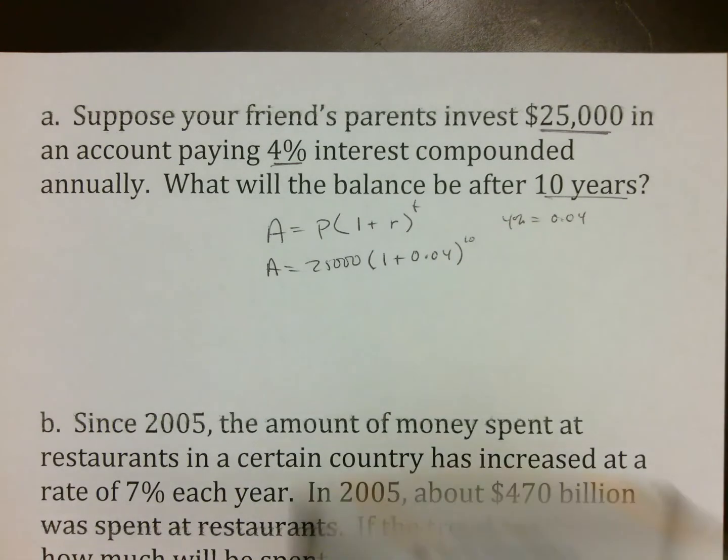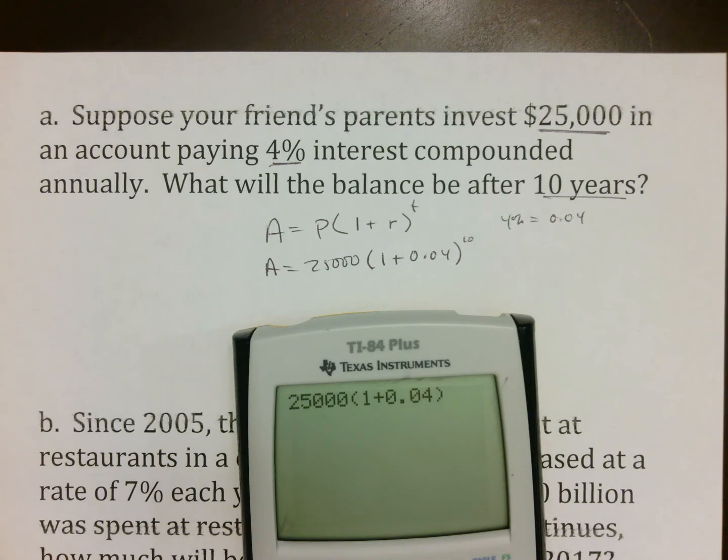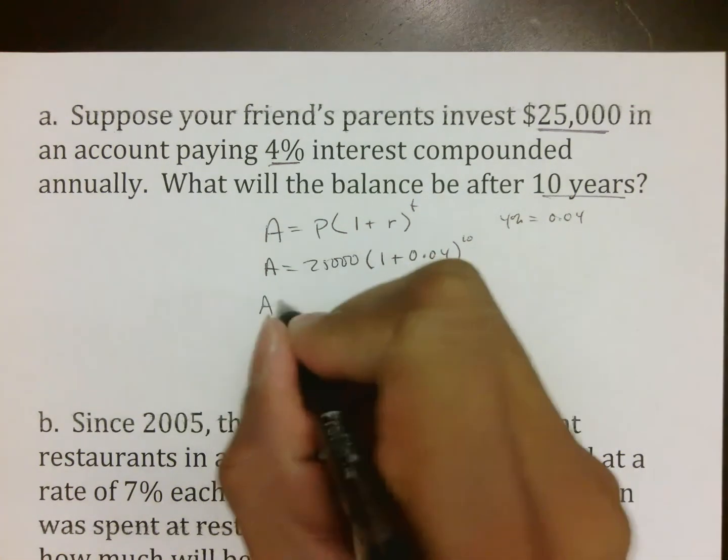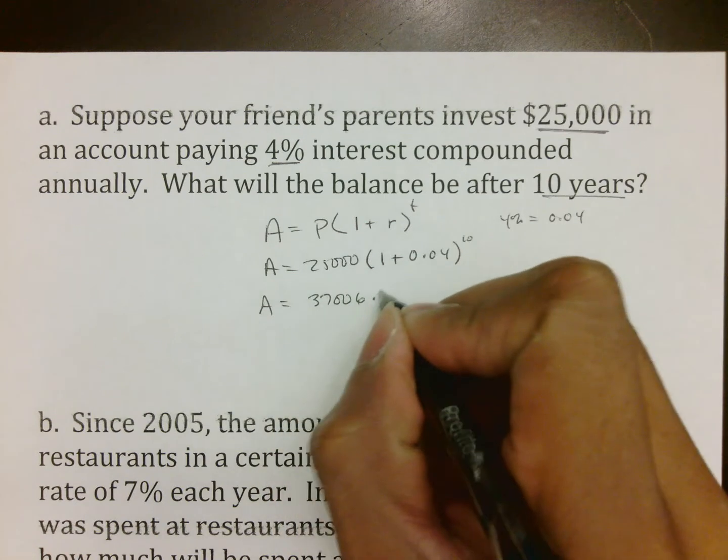And all you have to do with your calculator is type all that in for yourself. 25,000 parentheses, 1 plus 0.04, close your parentheses, caret 10. And you get 37,006.11. Give me 1 second and I will discuss what you have to do in just a moment.